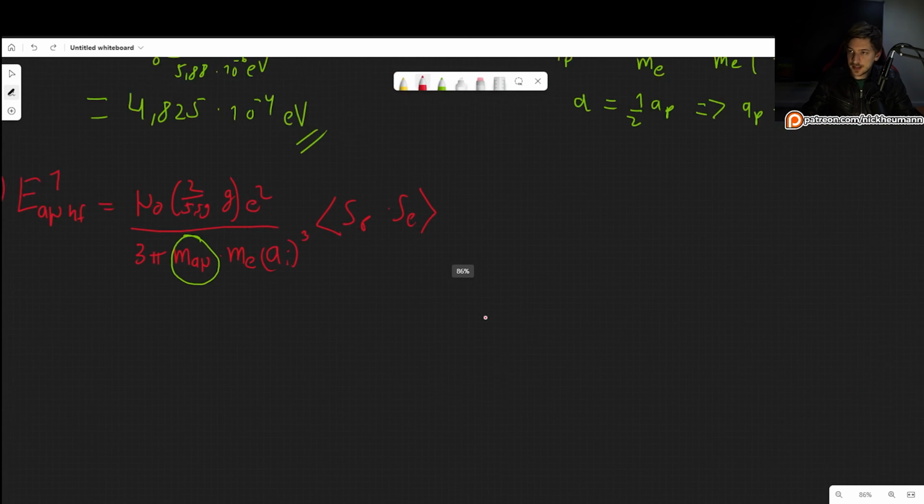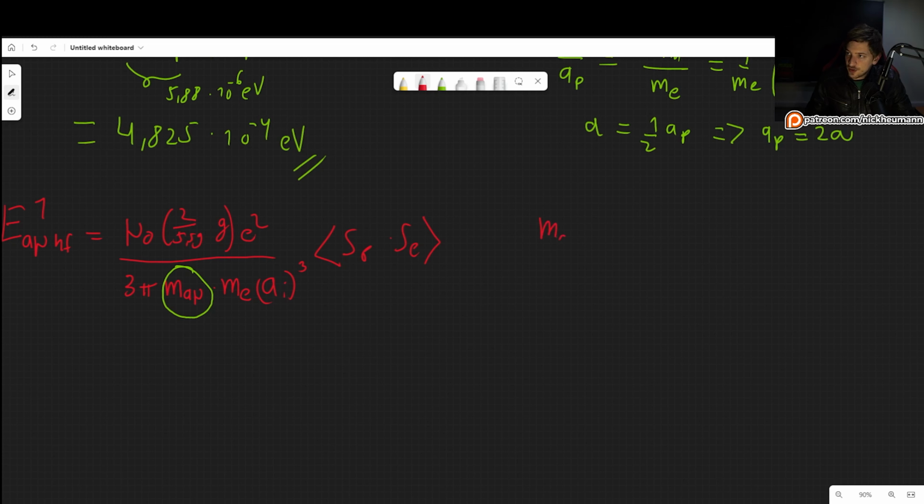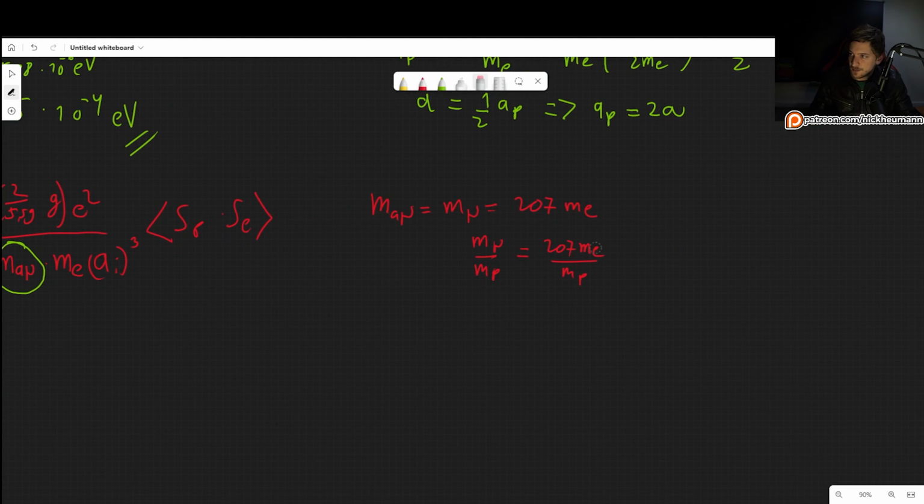So let's see. The mass of the anti-muon we know is the same as the mass of the muon, which we know is 207 times the mass of the electron. So let's now take a ratio between the mass of the muon and the mass of the proton. This is 207 times the mass of the electron divided by the mass of the proton, of course. And let's take these numbers. So I'm going to numerically calculate that. I think we did it before, but it's okay. I'll do it again. 9.11 times 10 to the minus 31 divided by 1.67 times 10 to the minus 27 times 207.